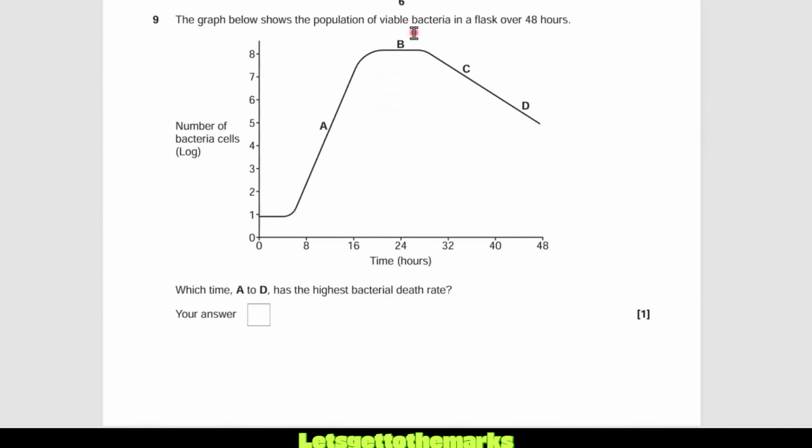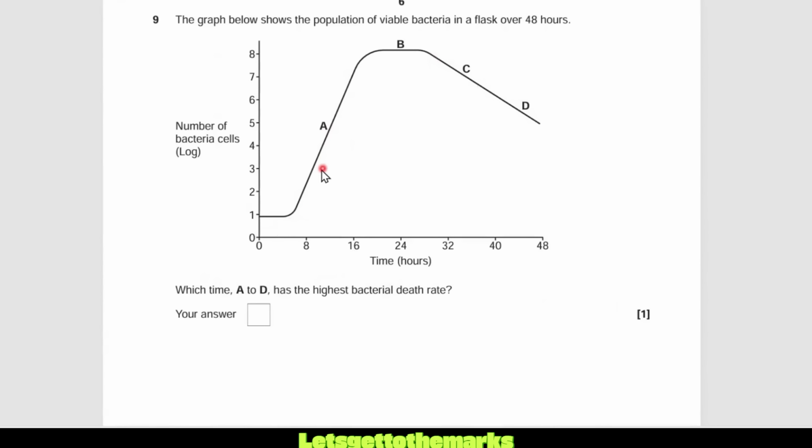Okay, the graph below shows the population of viable bacteria in a flask over 48 hours. Which time, A to D, has the highest bacterial death rate? So when is the most bacteria dying? Look, it's for sure there are more bacteria dying than being born. Here, there are more bacteria being born or being produced, however you want to say it. The birth rate is higher than the death rate here.